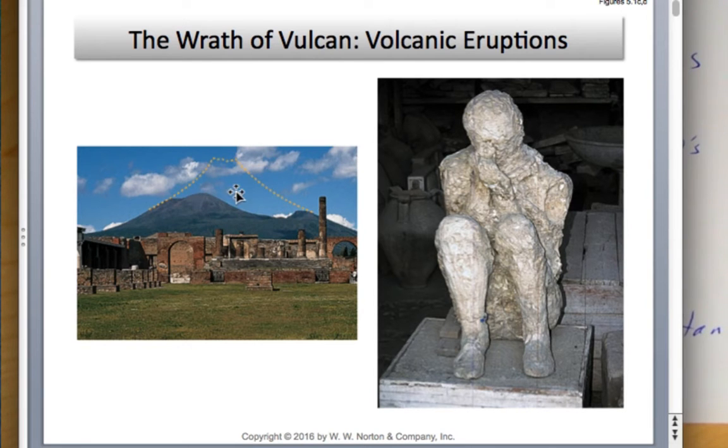So this eruption is similar to the eruption that occurred in 1980 at St. Helens. The only difference here is that the towns of Herculaneum and Pompeii were right at the flanks of the volcano, whereas the towns around Mount St. Helens were much farther away.